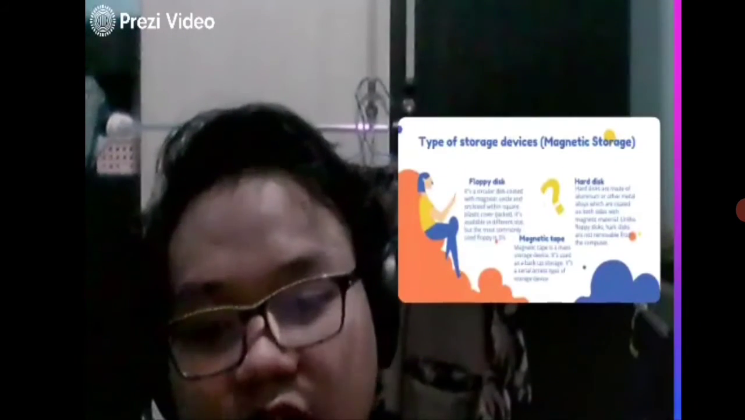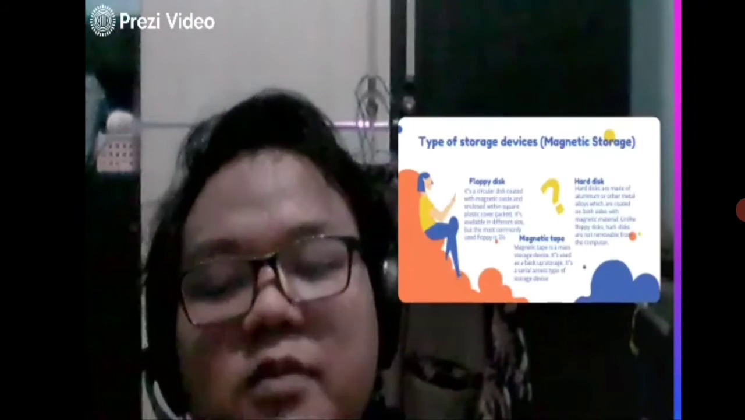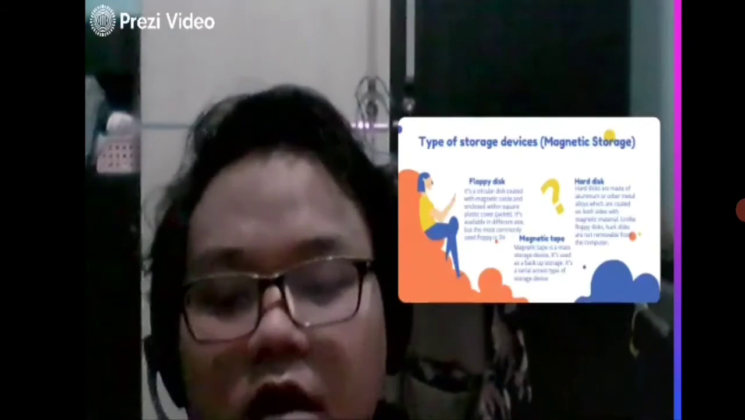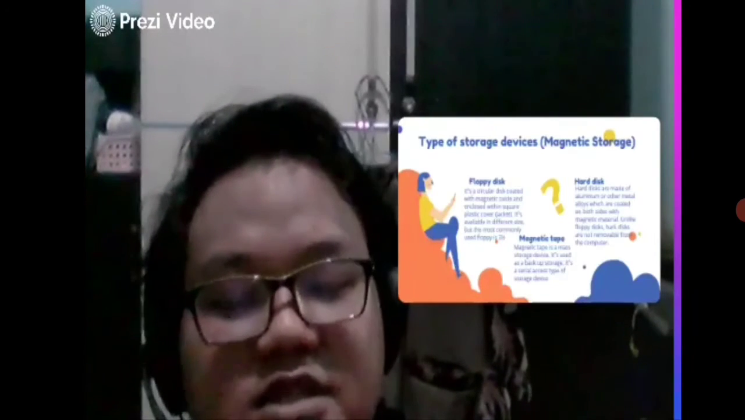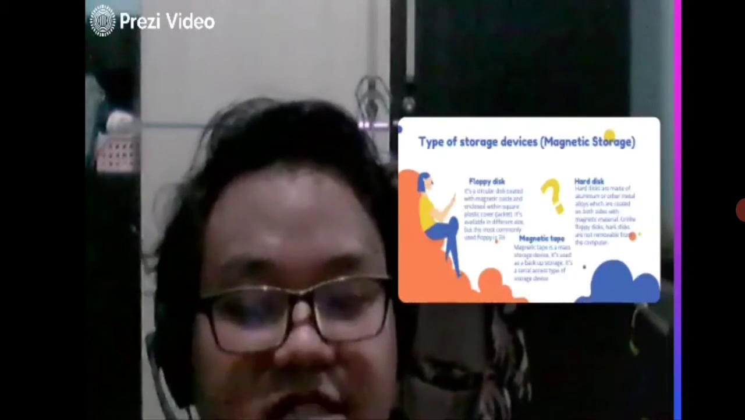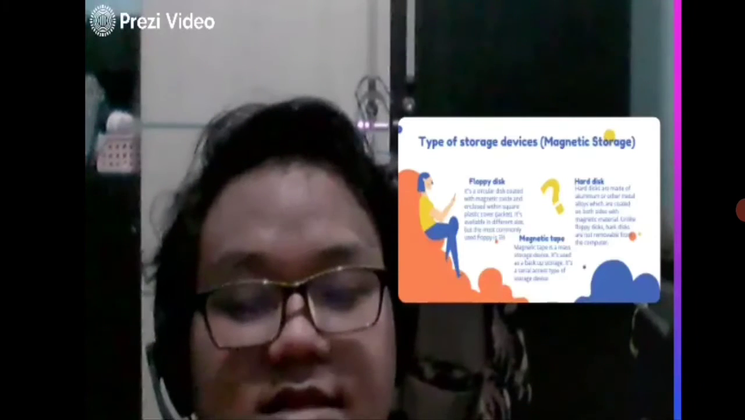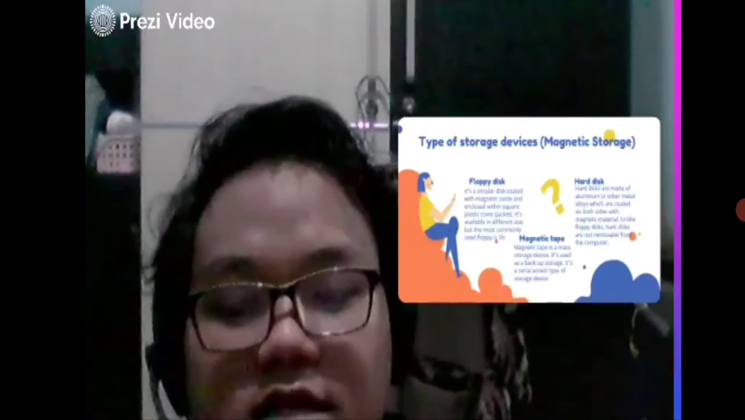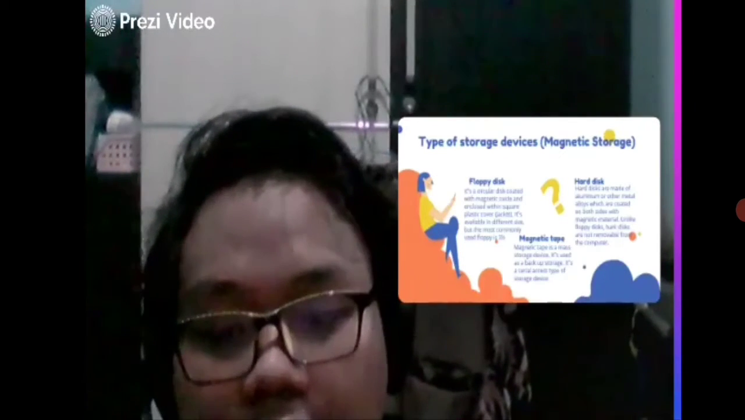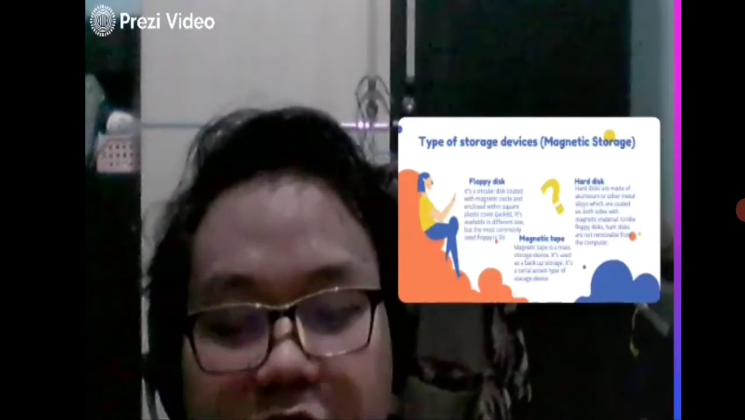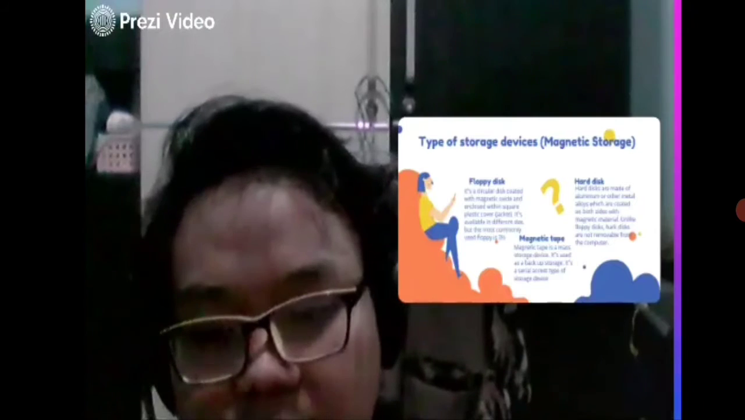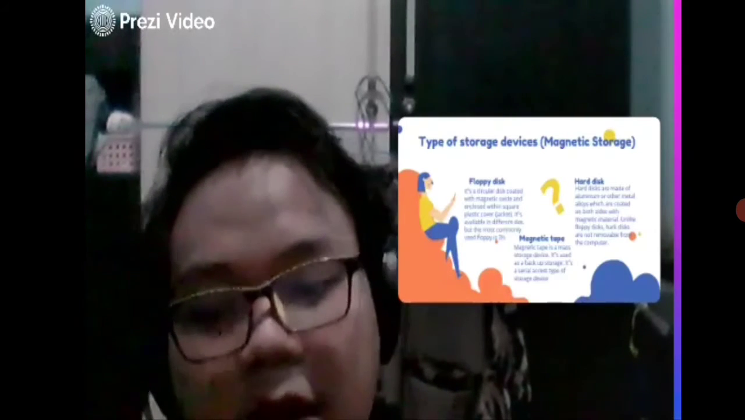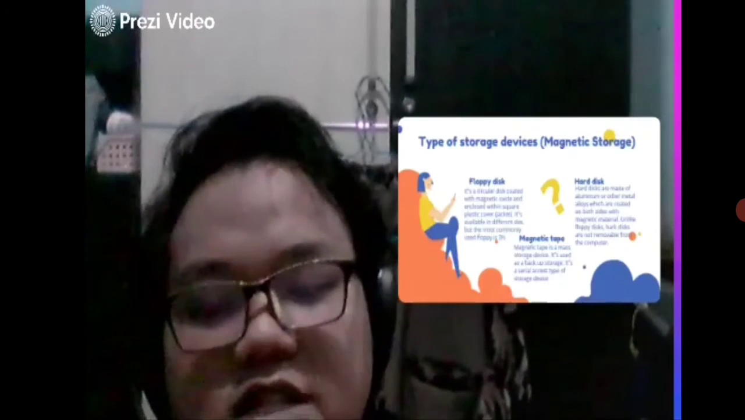In the magnetic storage, we have three types. Number one is floppy disk, number two is hard disk, and number three is magnetic tape. What is a floppy disk? It's a circular disk coated with a magnetic oxide and enclosed within a square plastic cover. We can call it a jacket. It's available in different sizes, but the most commonly used floppy is 3.5 inch.